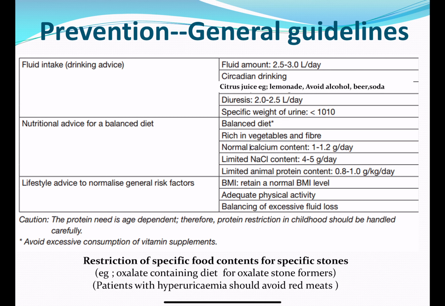And regarding the diet, it should be a balanced diet. Those who are stone formers should not take a lot of protein. The protein should be restricted to 1 gram per kg per day. If the patient is 70 kg, then 70 grams per day, not more than that, because it enhances the uric acid production and oxalic acid production, leading to hyperuricosuria and oxaluria.